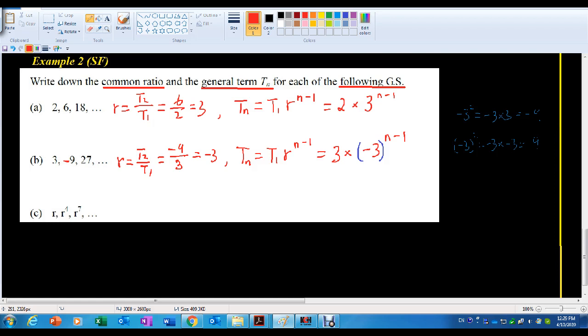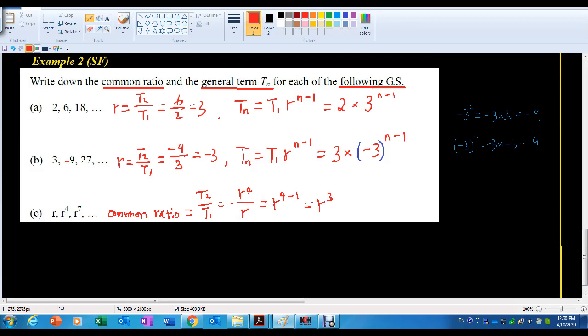So you write common ratio. Let's say the common ratio. We use the description to avoid any confusion. So common ratio equals T2 over T1, and T2 is r^4, T1 is r. So that's 4 minus 1, isn't it? So that's r^3, right?